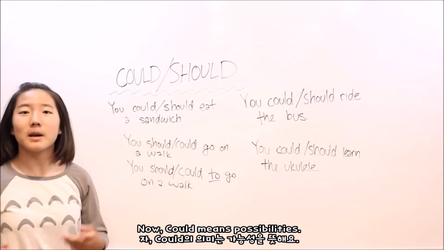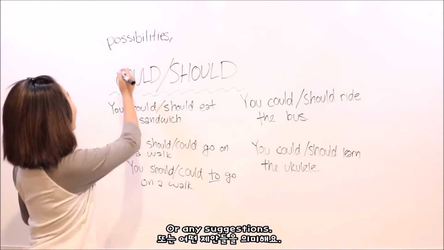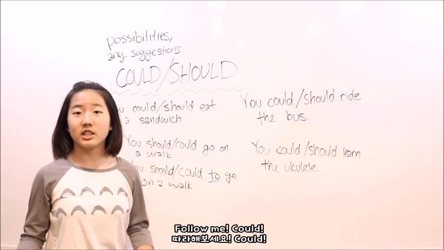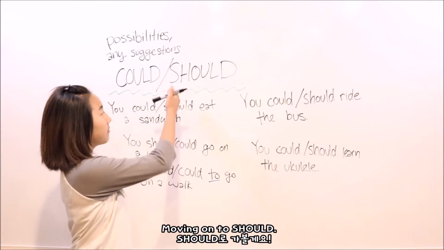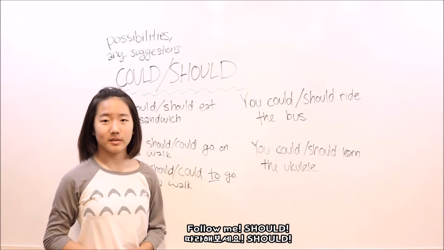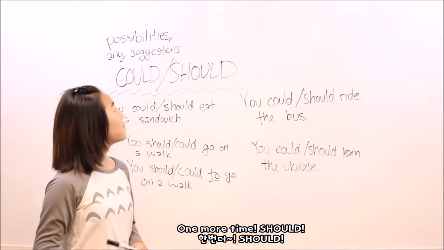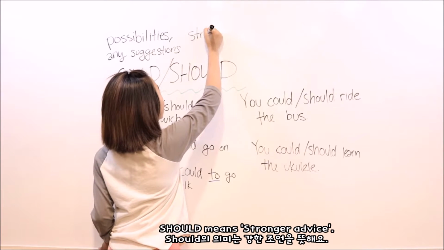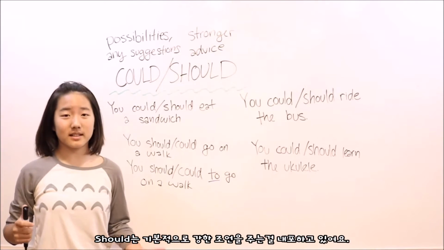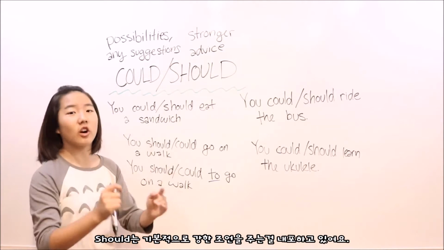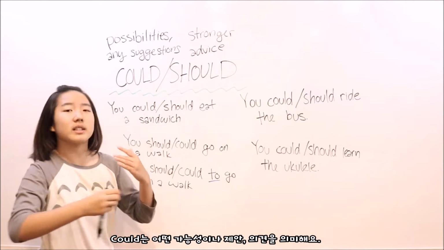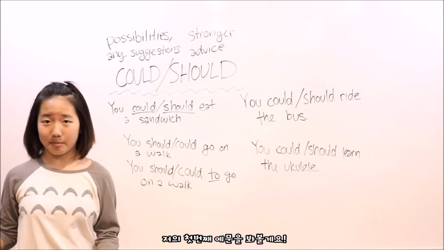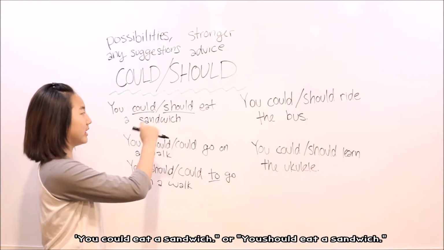Now, could means possibilities or any suggestions. Follow me, could. Moving on to should. Follow me, should. One more time, should. Should means stronger advice. And should is basically implying that it's giving you stronger advice, whereas could is just any possibility or just any suggestion. Going to my first example, you could or should eat a sandwich.